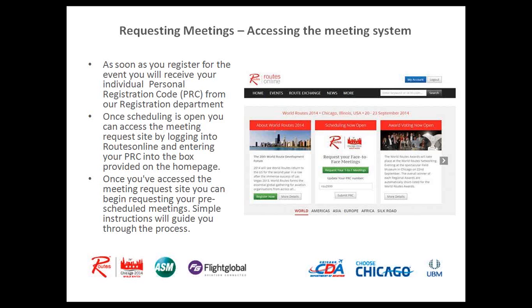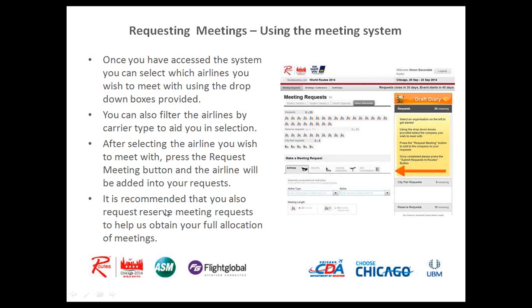Once you've logged into Routes Online into your personal profile, you'll see the PRC box found in the middle of the home page. This will allow you to insert your PRC into the box for your one-to-one meeting. By clicking that, it will direct you straight to the meeting request system.